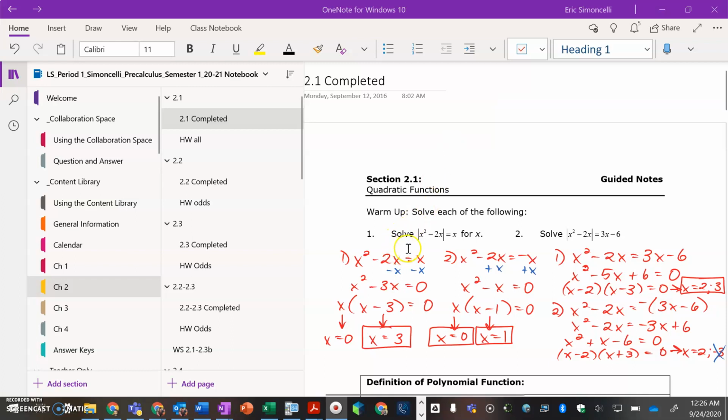In this little warm-up today we're going to go ahead and solve each of the following. Number one, it says solve the absolute value of x squared minus 2x equals x, and we're going to solve for x. Now because this is an absolute value, we do need to split the problem into two different cases.